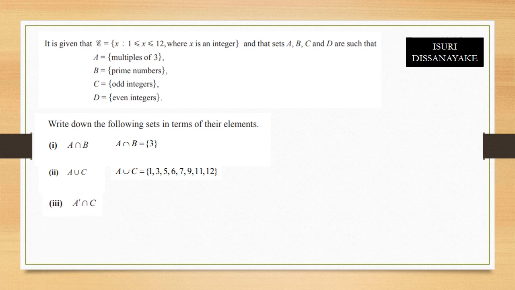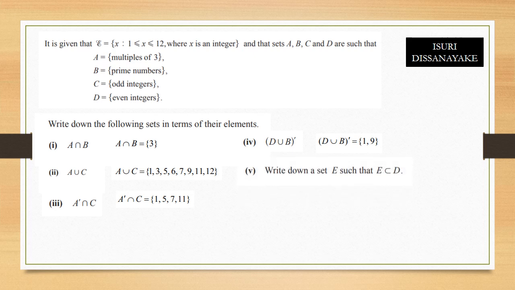Also A dash, that is A complement, intersect with C. So A complement means not A, but it needs to be common values with C. So the answers are 1, 5, 7, 11. List it down please. Put it into a Venn diagram. You can easily find the answers for these questions. And also it says D union B not. So everything in D and B excluding. So the answers are 1 and 9.